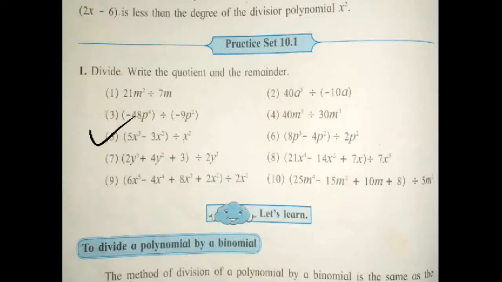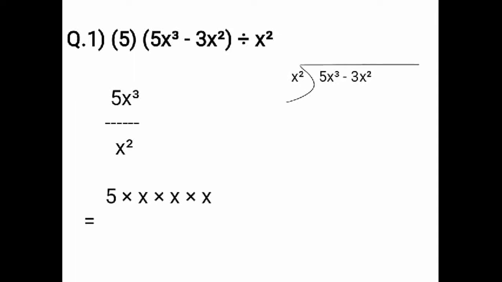Next, 5x cube minus 3x square divided by x square. In the bracket, two terms are there. First you have to take a single term when you divide by x square. First term is 5x cube. So 5x cube upon x square, you have to take it first. Okay, when you divide, write in multiplication form now. 5 into x into x into x upon x into x. x square means x into x.